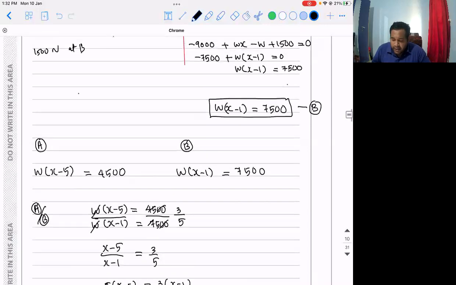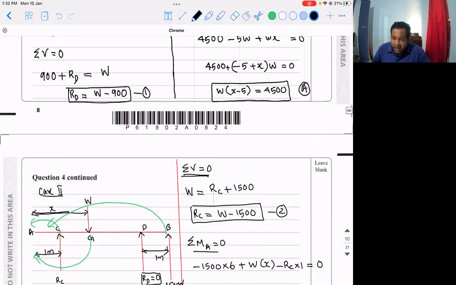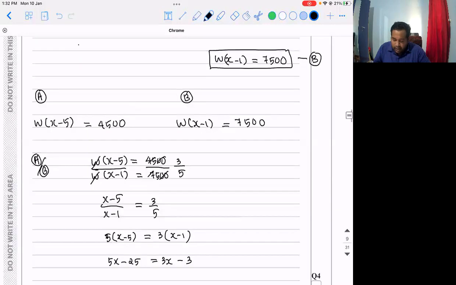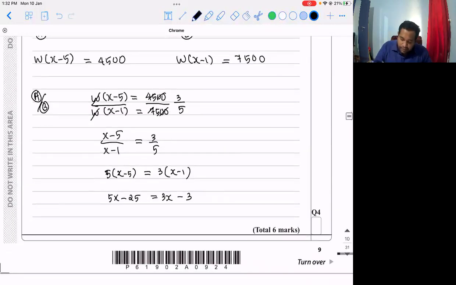Okay, so while doing equation number A, while simplifying, I made a small mistake. The mistake is, if you're making w into x minus 5, it should be minus 4,500, because if you're bringing 4,500 to the other side, it becomes minus 4,500. So while dividing, it should be minus. So here you have to put a minus. So it becomes what? Minus 3 over 5.